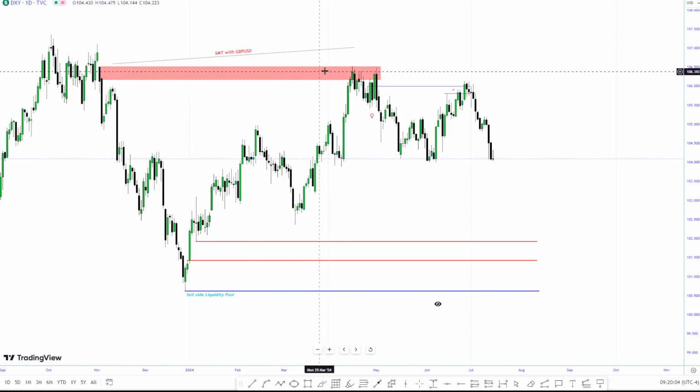So when the DXY makes a higher high, because it is inversely correlated to the foreign currencies, you're anticipating the foreign currencies to make a lower low. So DXY made a higher high. At the same time, you anticipated GBPUSD to make a lower low, right? So let me tell you what I mean.